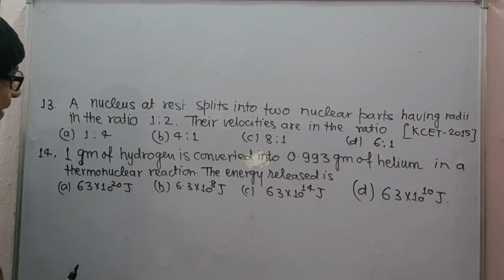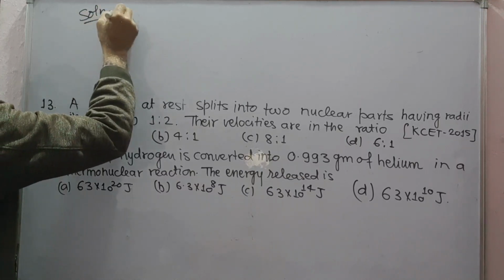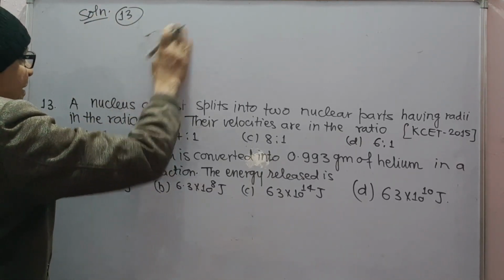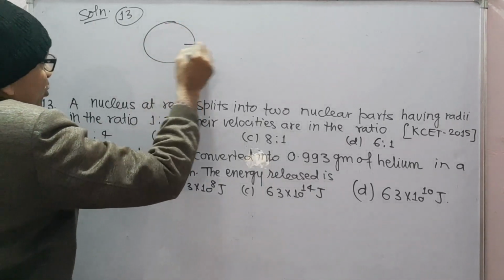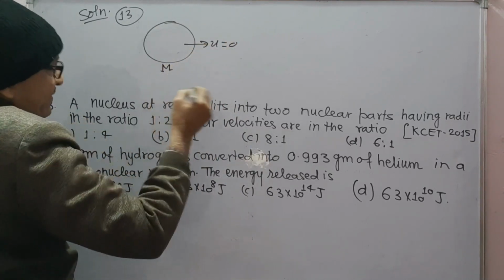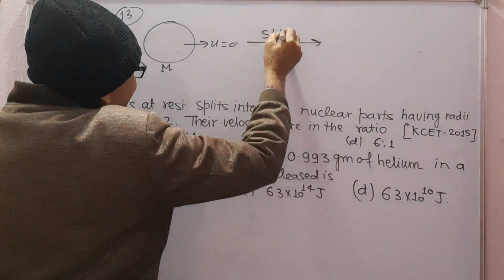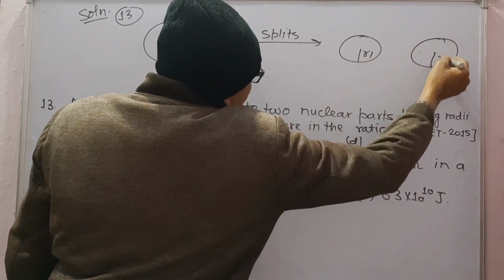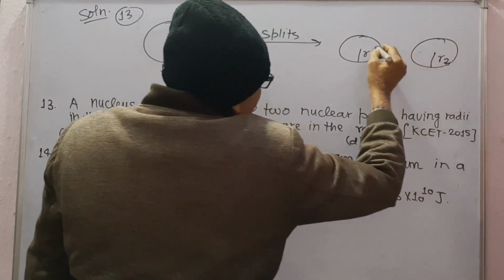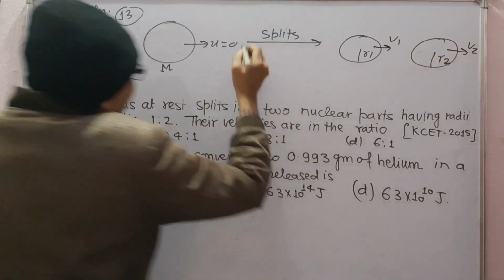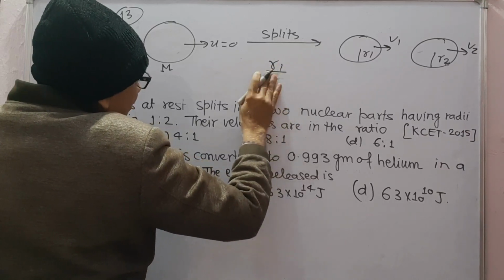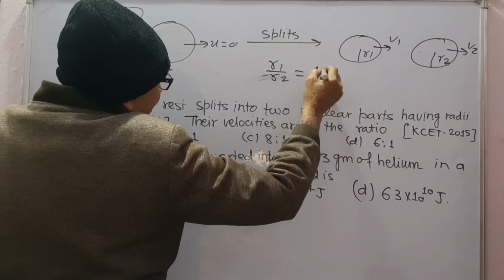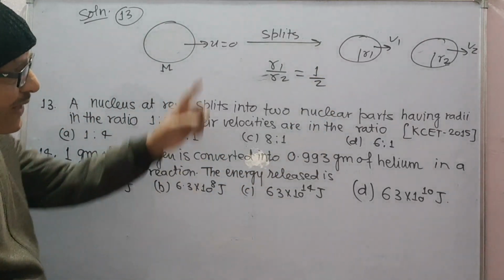Question number 13 is, a nucleus at rest splits into two nuclear parts having radii in the ratio 1:2. Their velocities are in the ratio. Solution to question 13. Here, suppose this is a stable nucleus at rest, u is 0. Suppose mass is m. It splits, means broken into two parts. One has radius r1 and the other has radius r2. Its velocity is v1 and its velocity is v2. r1 upon r2 is 1/2, 1:2. We have to find v1 upon v2.